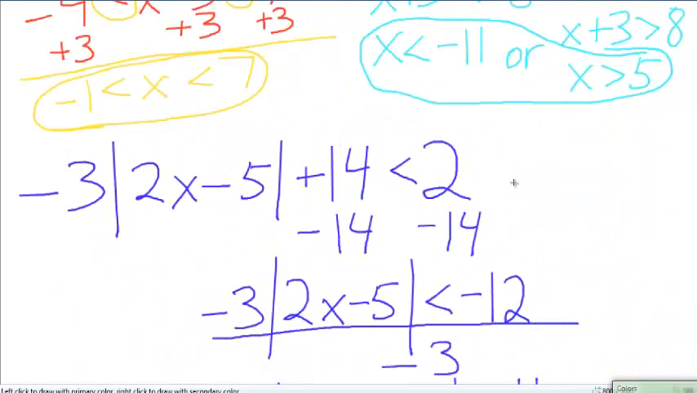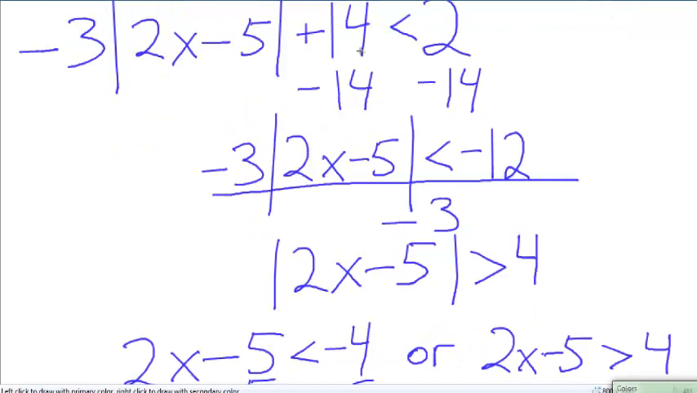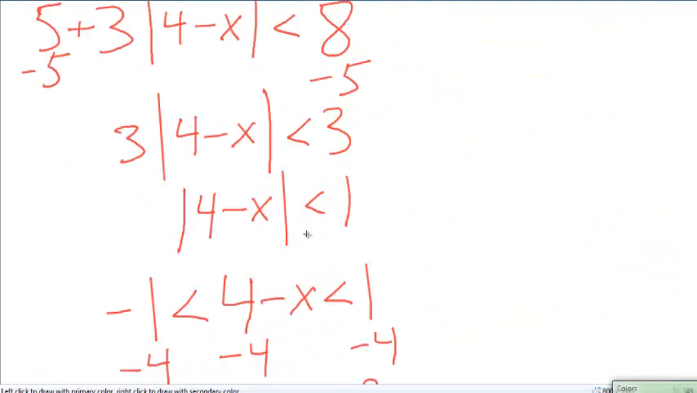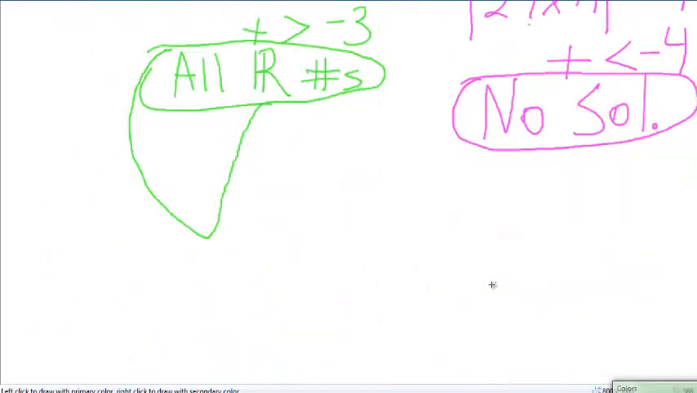So when we're solving any of these, we first get our absolute value by itself, by subtracting 14, dividing by negative 3, and then we compare. Absolute value is greater than, so it's outside of a range. And so we deal with less than negative 4 or greater than positive 4. Absolute value is less than, means it's inside a range, so we say it's between. Negative 1 is less than 4 minus x, which is less than 1. And then we simplify and solve it.